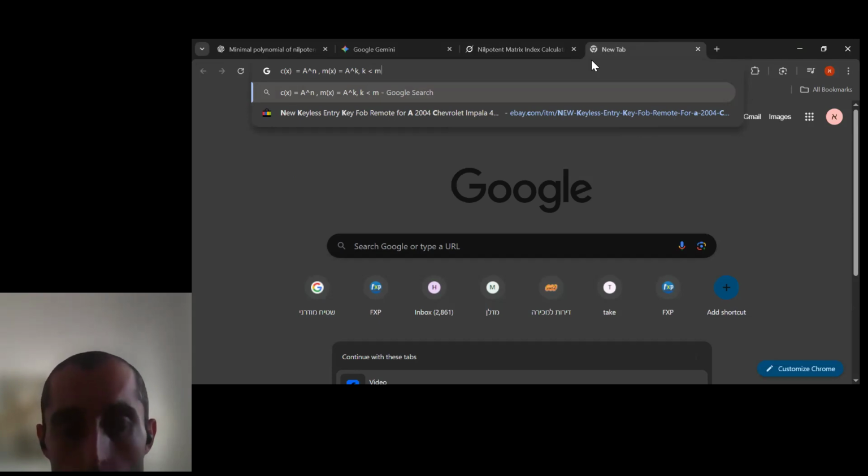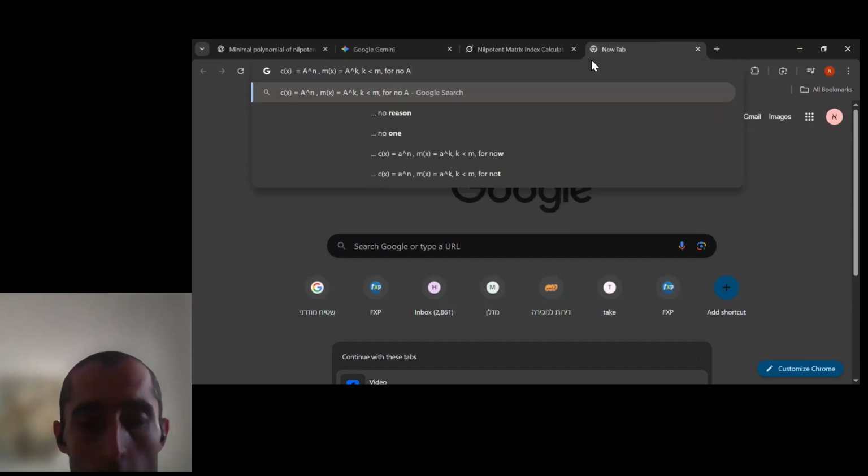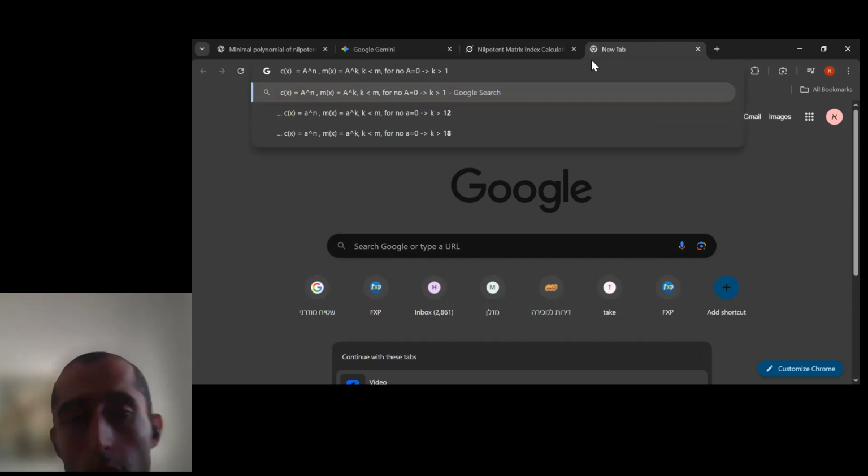And more than that, if the matrix is not the zero matrix, the power k for which A to the power of k equals 0 is greater than 1, because A to the power of 1 won't be 0, because it's not the zero matrix. So except for the zero matrix, k must be greater than 1.